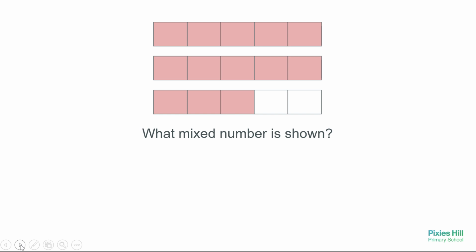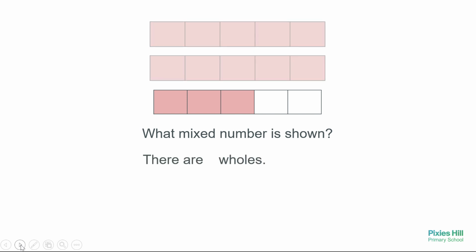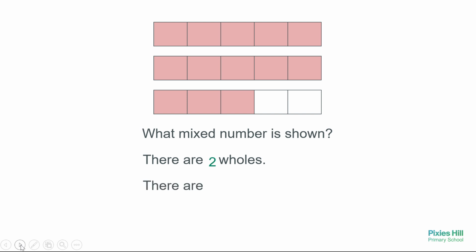So if we take a little look at this example, we have 3 bars, each split into 5 equal pieces. The first 2 bars are fully shaded, so we have 2 wholes. In the final bar, 3 out of the 5 equal pieces are shaded, and we would write this as 3/5. So our mixed number is 2 and 3/5.